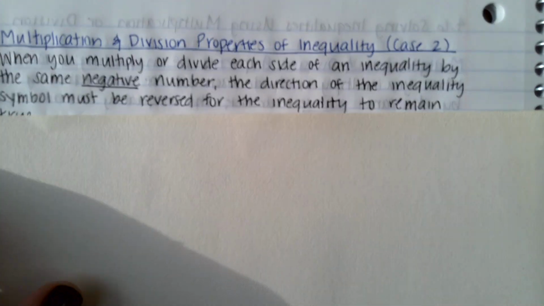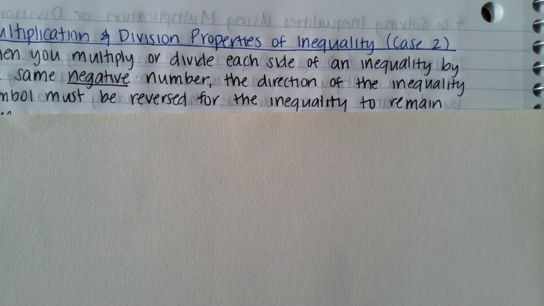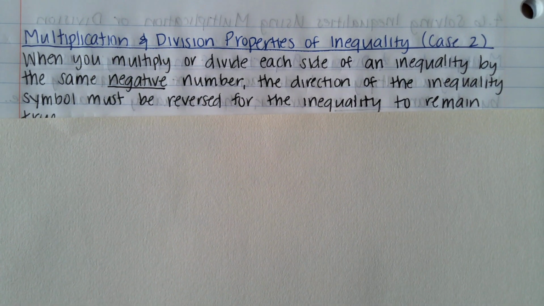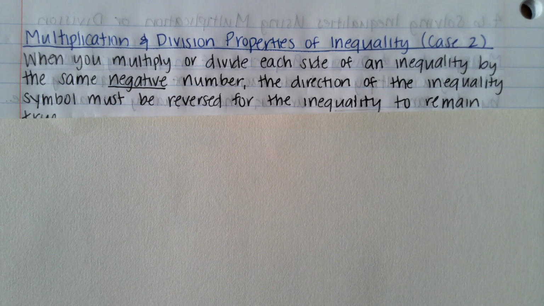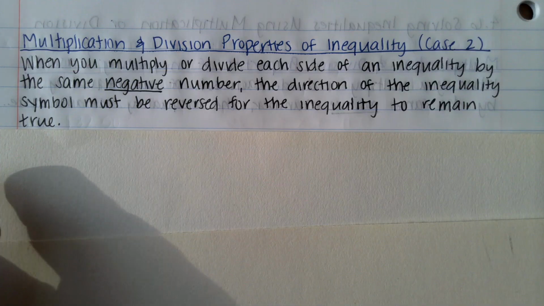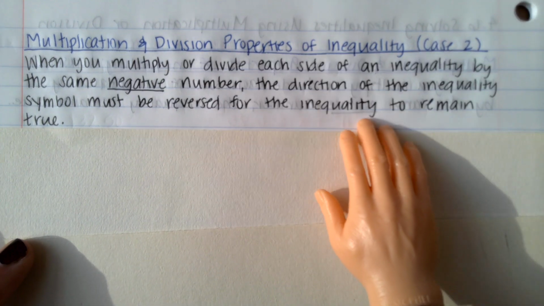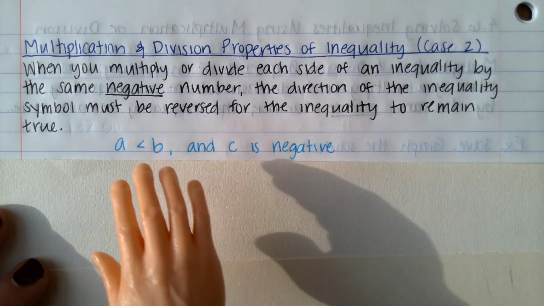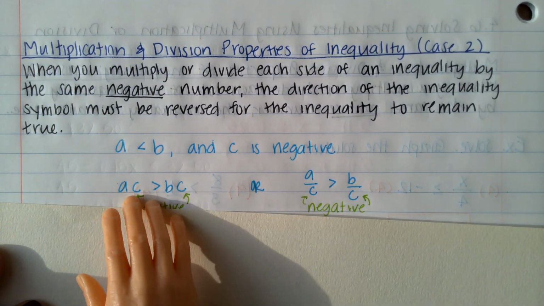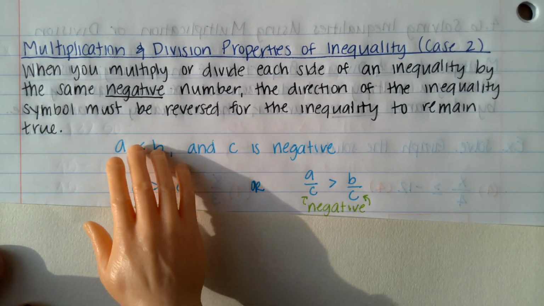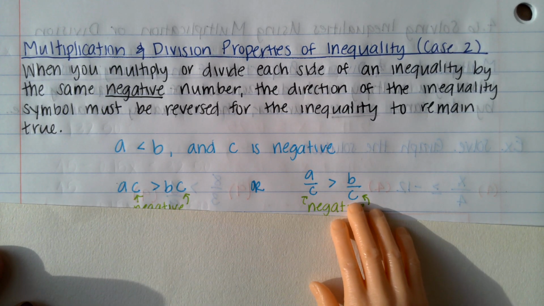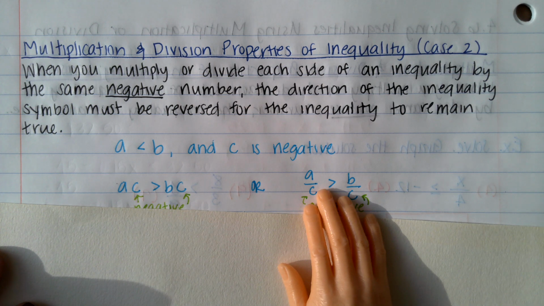Case 2 talks about when we have multiplication or division properties when we are multiplying with a negative number. And when we multiply or divide by a negative number, we need to reverse the sign, or reverse the way our inequality symbol is facing. So if a is less than b and c is negative, then if I multiply each side by a negative number, the sign switches direction. Or if I divide by a negative number, the sign will switch direction.